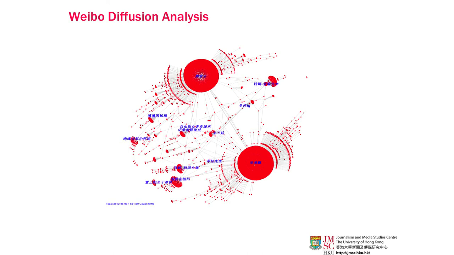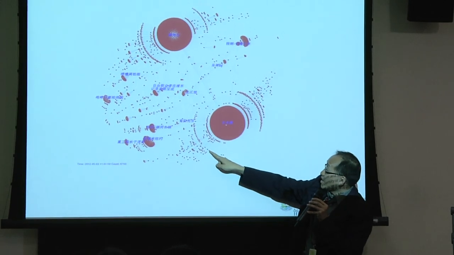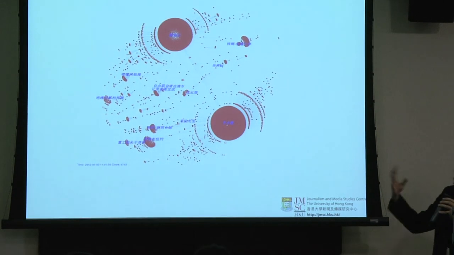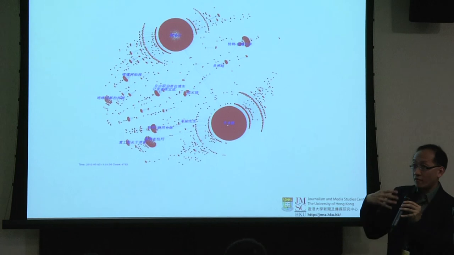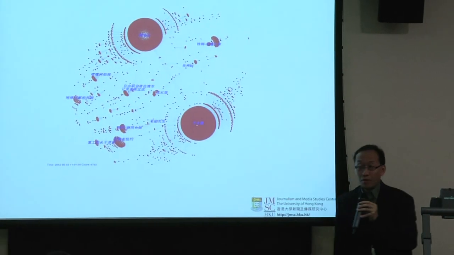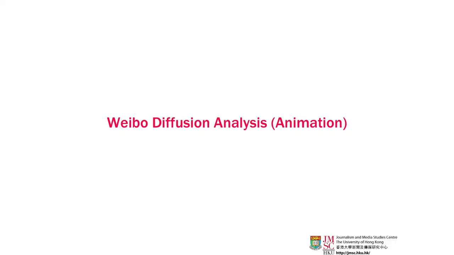Each node represents a user, and the arrow represents a report. That means from here to there, this guy is reporting that message. So based on this system, we can visualize all these kinds of reports, and we can also identify those people involved in the whole process. And actually I have another animation, but I can't show it now because I ran out of time and also out of memory.